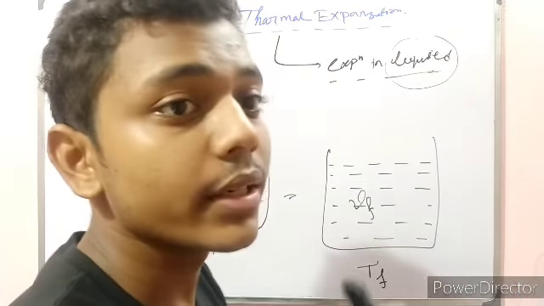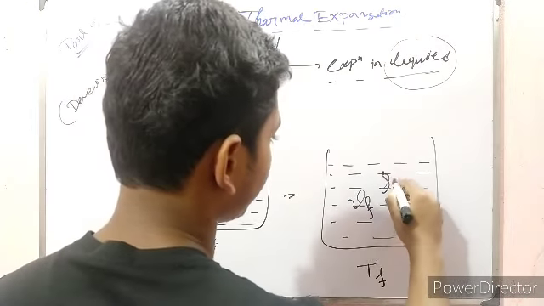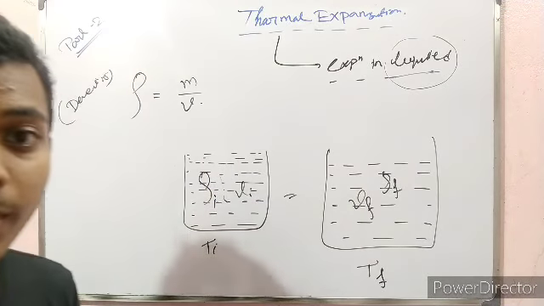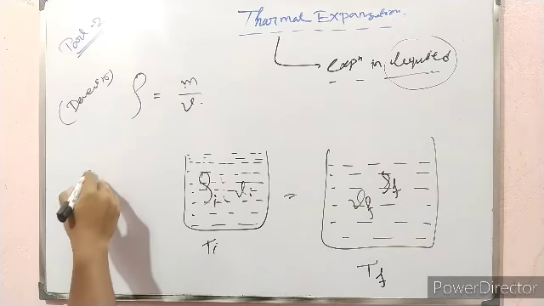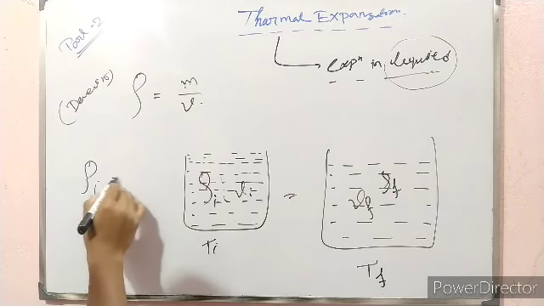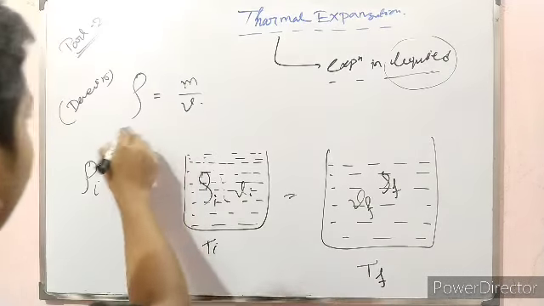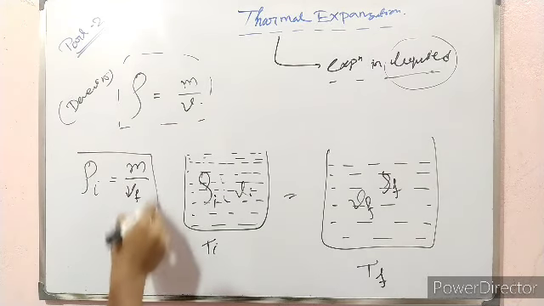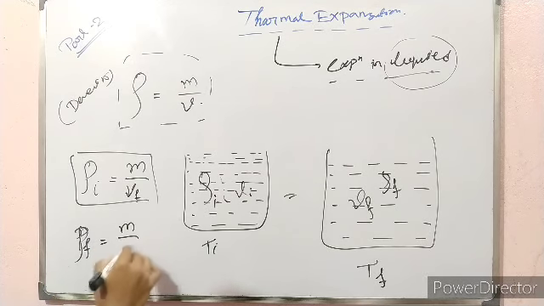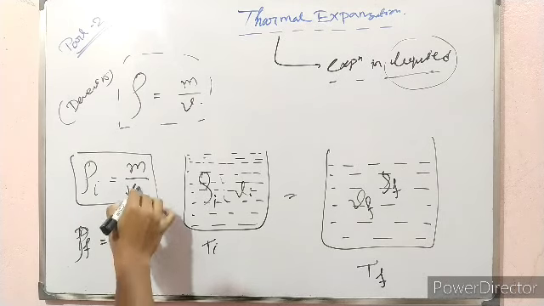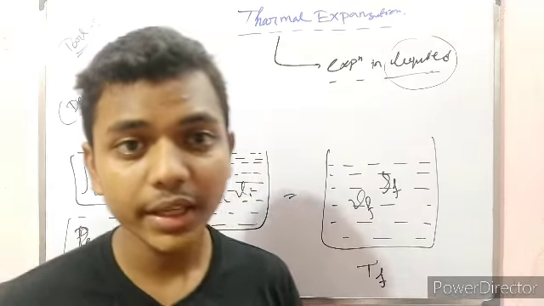We can find the density, that is rho initial and rho final. How can we calculate this? Rho initial is equal to mass per volume, since I have already written that mass per volume is density. So rho initial is M by V initial, and rho final is M by V final. I hope it's clear.